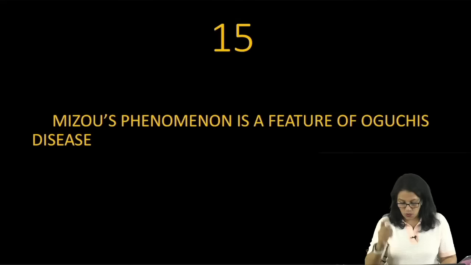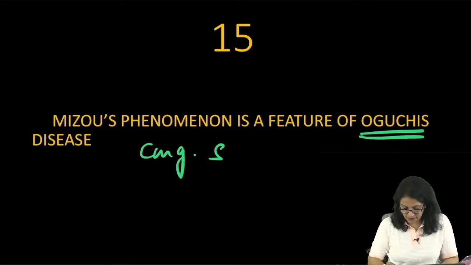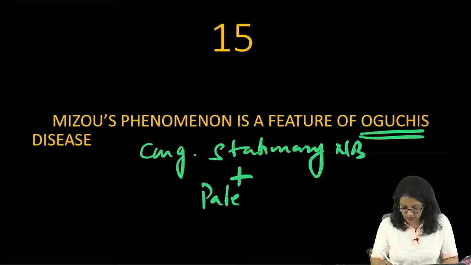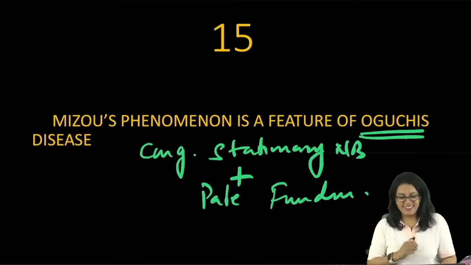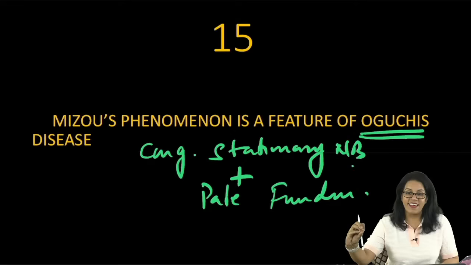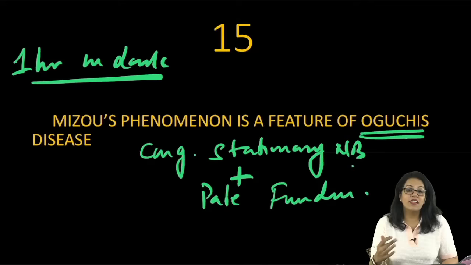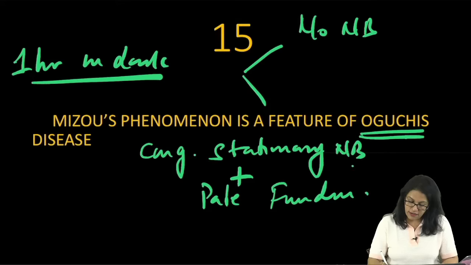So when you say congenital stationary night blindness, it means it is not progressive, it is stationary night blindness with pale fundus, which means the fundus doesn't look red, it looks yellowish. Chalo, yaad ho gaya? Now what happens? If you ask this patient to sit in the dark for 1 hour, for 1 hour in the dark, what happens? Everything reverses. That means no night blindness and the fundus is normal. This is what is called Mizuo's phenomenon.